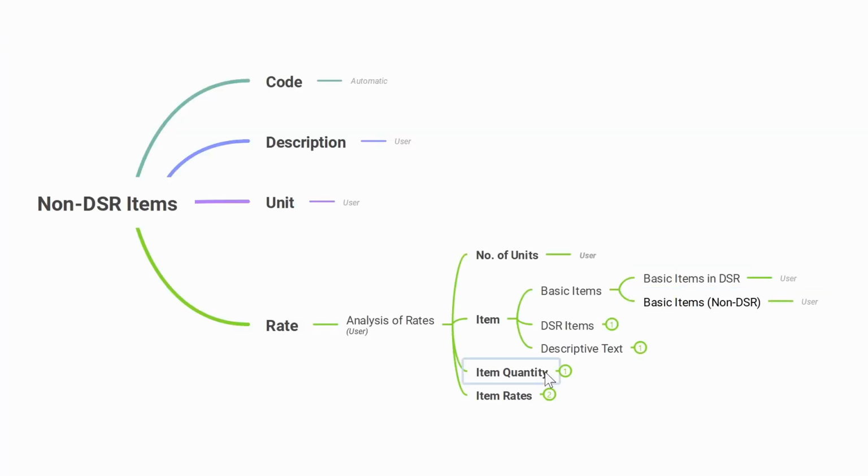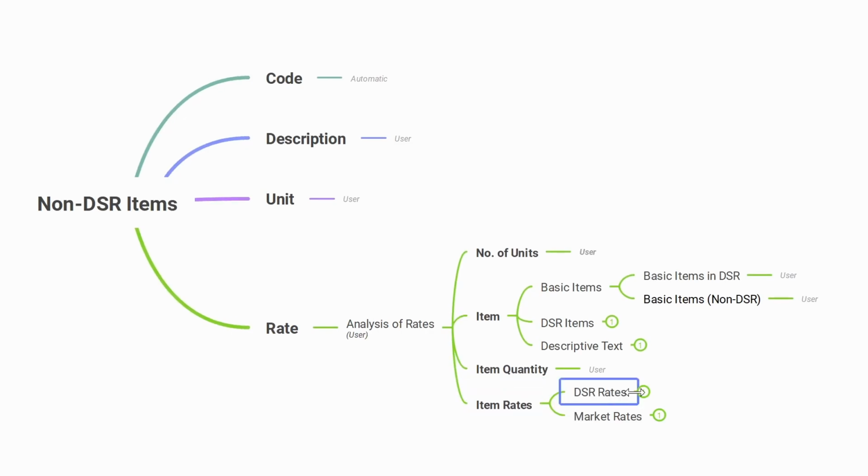So I'll talk about the quantity before moving on to the DSR. So we have the item. We can edit the item quantities inside Costimator also. As far as the item rates are concerned, we have the option of getting the DSR rates, which will be a default action by Costimator, and later on you can update the market rates as per you. So for now, we are looking at the DSR rates.